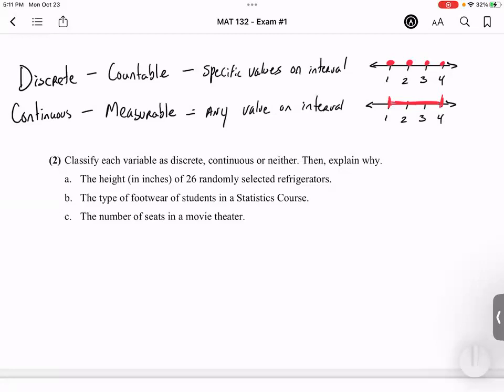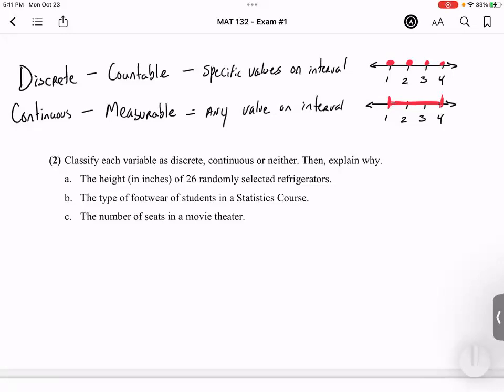So the first one, part A, states the type in inches. Oh, sorry, not the type. I read part B, my bad. Part A states the height in inches of 26 randomly selected refrigerators.